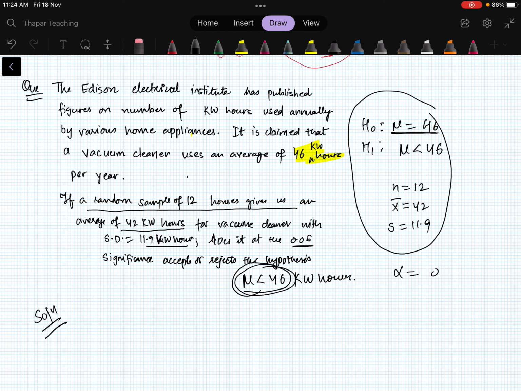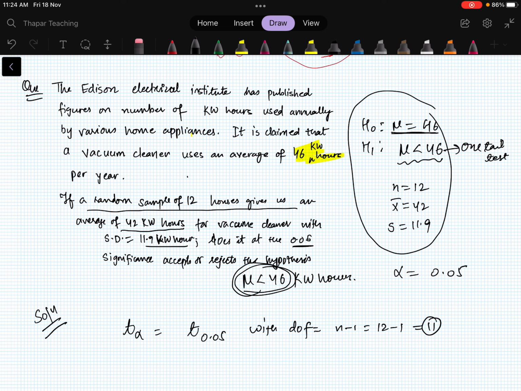Alpha is 0.05. So let us look at our critical values. Here the critical values will be, because we are looking at a one-sided, one-tail test, so you will look at T alpha. So your T alpha here is T 0.05 with degrees of freedom equal to n minus 1, which is 12 minus 1 is equal to 11. So you will see the 11th row of the T table. So this number, if you calculate it, is 1.796.